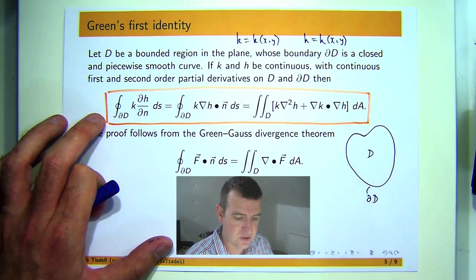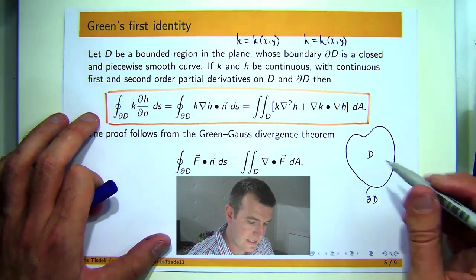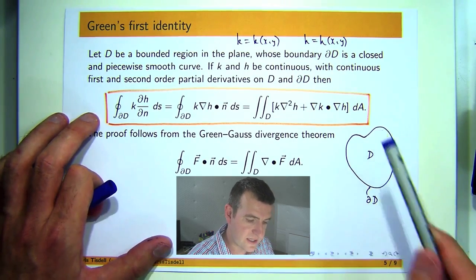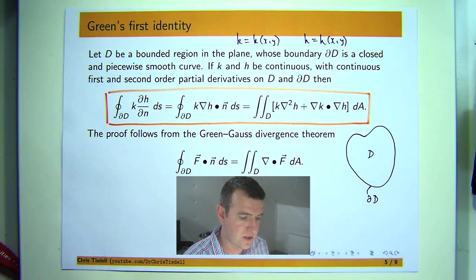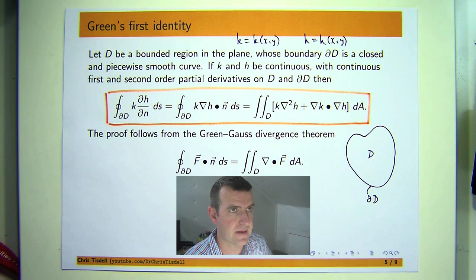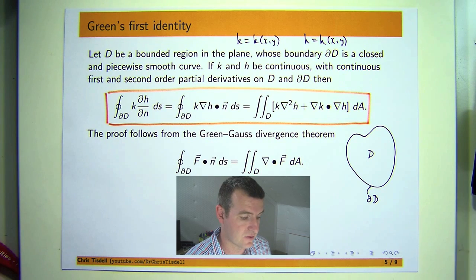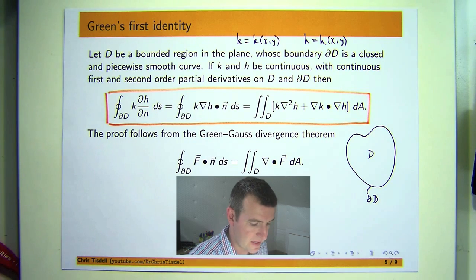this set and its boundary, and suppose that the boundary is a so-called piecewise smooth curve and it's closed. So for example, a simple shape, think of the boundary of a filled rectangle. That would satisfy these conditions. Suppose k and h are continuous and have continuous first and second order partial derivatives. If all those conditions are satisfied, then the following identity holds.